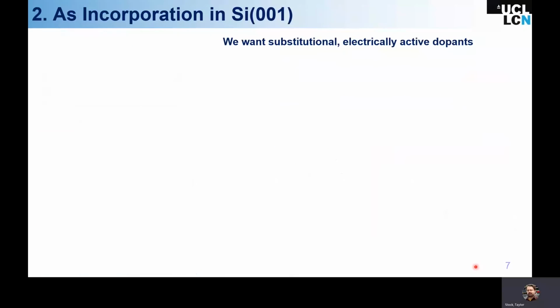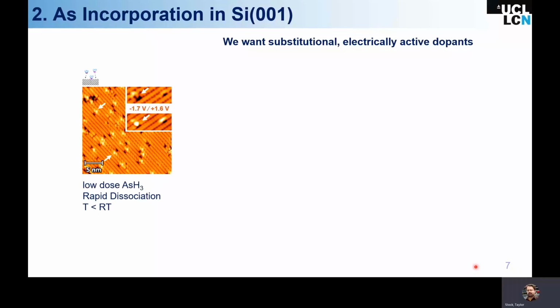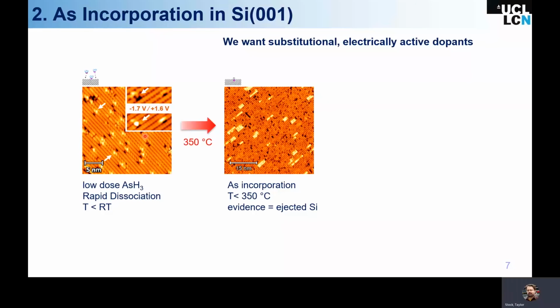Okay, so now we know that the arsine can deliver our arsenic atoms. The next step is we want to be able to substitutionally incorporate this into the lattice. So here we start with a low density arsine coverage on the silicon surface, and here's our inter-row end bridge dissociation structures. Now, if we heat this to 350 degrees Celsius, what we end up with are these telltale add silicon dimer rows. And what these are ejected silicon that is removed when the arsenic replaces it in the lattice, and they're mobile on the surface and collect in these add dimer islands.